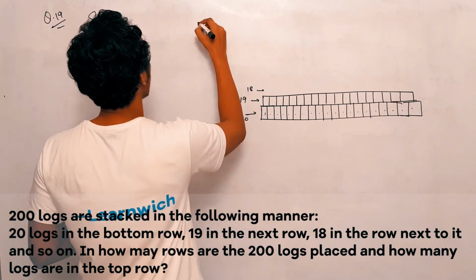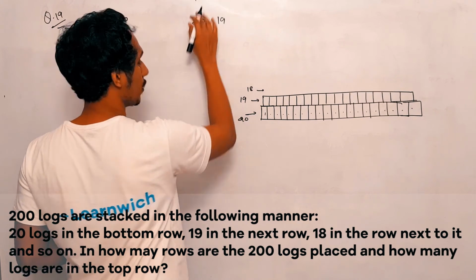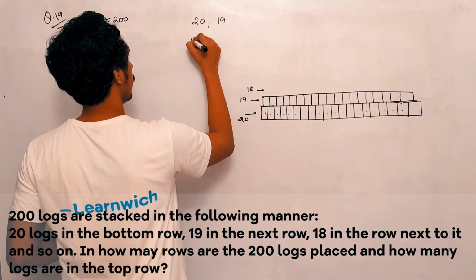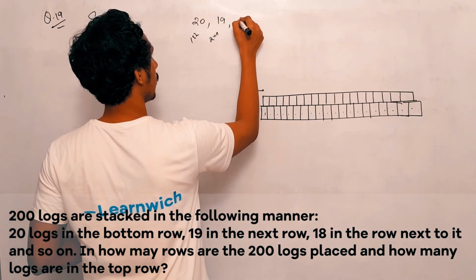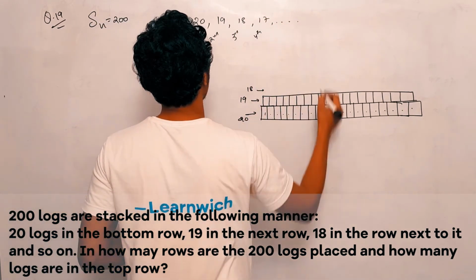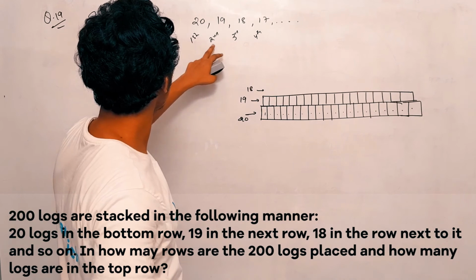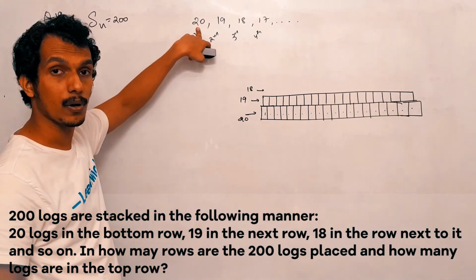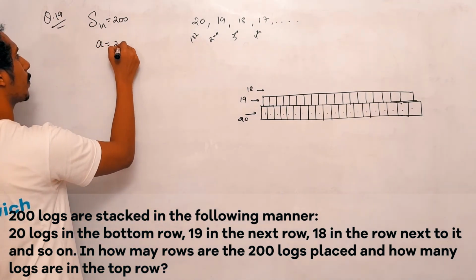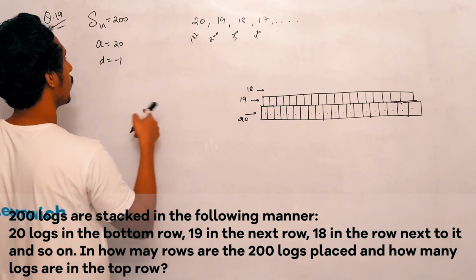So how is this AP? Tell me. This is 20 in the first row, 19 in the second row. I'll write first, second row, third row it will be 18, fourth row it will be 17, etc. So I have to find out how many rows are there on the top as well. So this stands for the number of rows, this stands for the number of logs. So let's say A equal to 20 and D equal to what? What is D here? 19 minus 20 is minus 1.